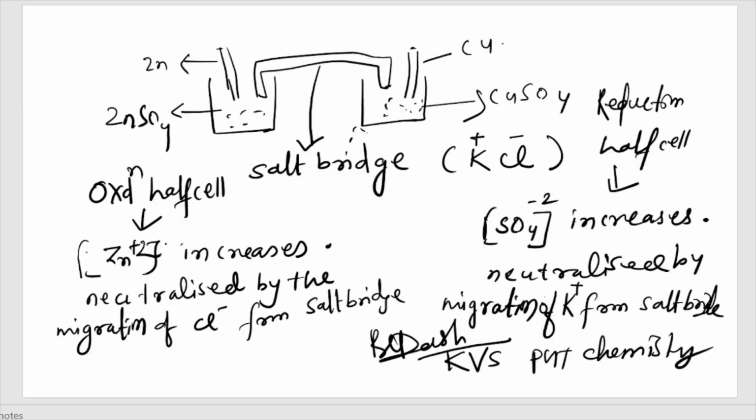The salt bridge contains, for example, potassium chloride, where potassium is +1 and Cl is -1. The Cl- will help to neutralize the excess of Zn+2. Similarly, SO4-2 increases on the right side, which is neutralized by the migration of K+ from the salt bridge. That means SO4-2 is neutralized by K+ from the salt bridge. This is the main function of the salt bridge, and here I hope the whole topic is clear to you.